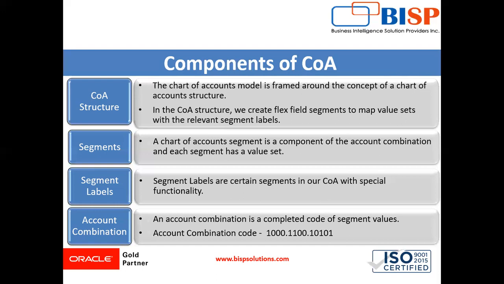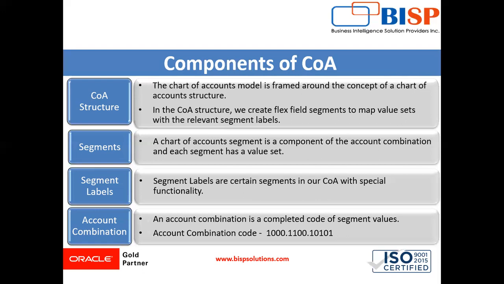Now the segment labels are certain segments in our chart of accounts with special functionality. So we assign the segment label to the segment. Suppose we have a segment like account, and we assign the segment label corporate account. We assign the corporate account, which is the segment label, to the segment which is the account we create.